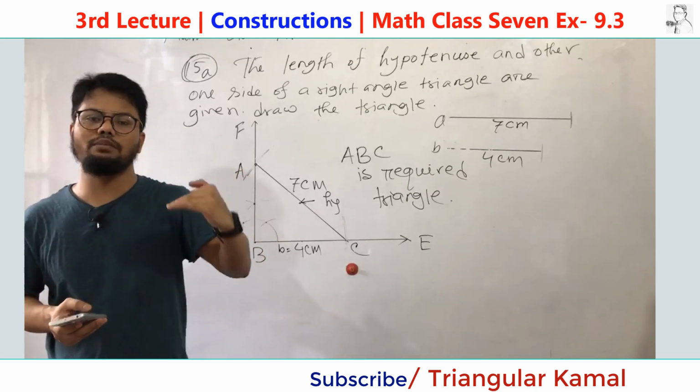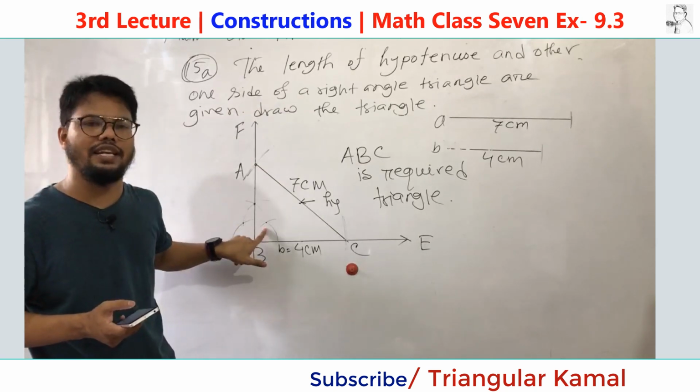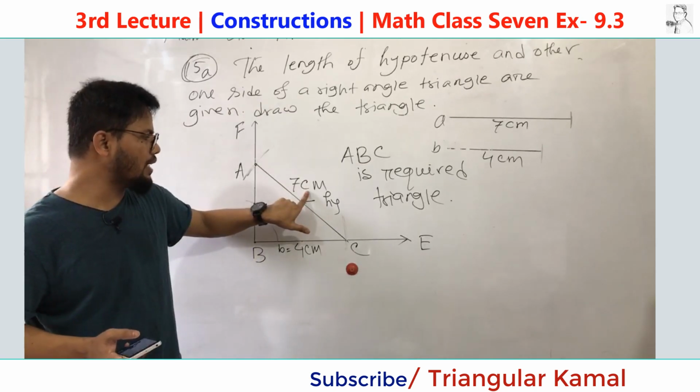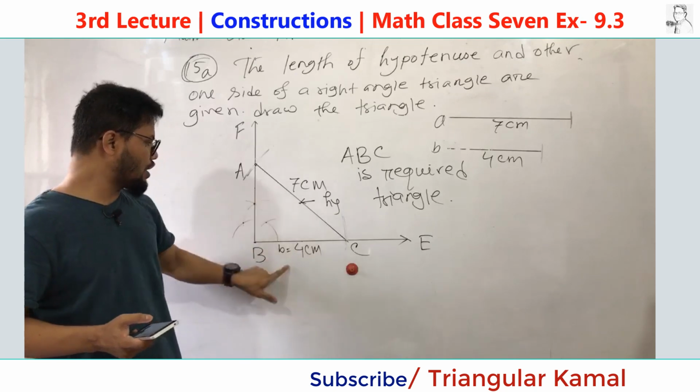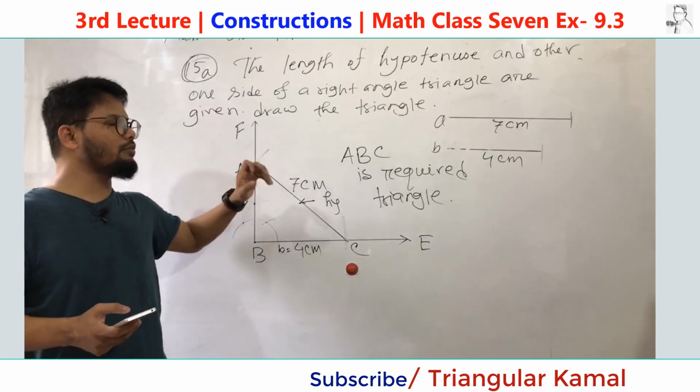Because the right angle triangle already mentioned here 90 degree and hypotenuse is given here 7 centimeter. In between other two sides, one side is given the 4 centimeters. And using this information, you have to draw the figure.